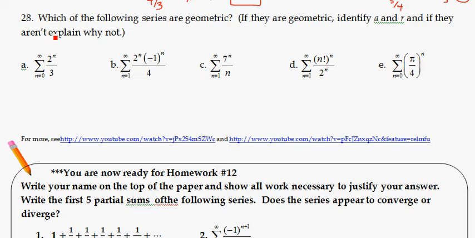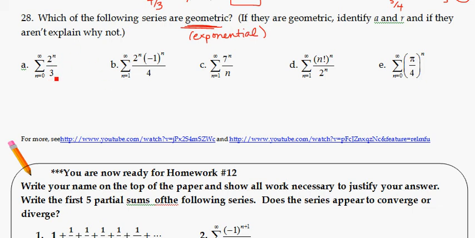Okay, now of course we can only apply the geometric series test to a geometric series. So the big question here is, can you identify if a series is geometric? And again, I want to just remind you that you're really just asking yourself, is this function exponential if I were writing it as a function? Okay, so let's look through these.